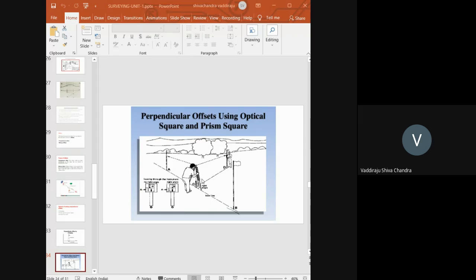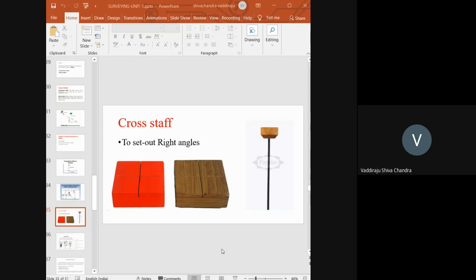Okay. So this is the use of an optical square or a prism square. And we have another simple instrument which we are currently having in our laboratory. This is a cross staff. We call it a cross staff, and we have only a right angle cross staff. Where you can see that you are having a rod, and on the top of the rod you are having a wooden block or a steel block which is having two slits, two openings at 90 degrees to each other. These slits which you are able to see, they are at 90 degrees to each other.